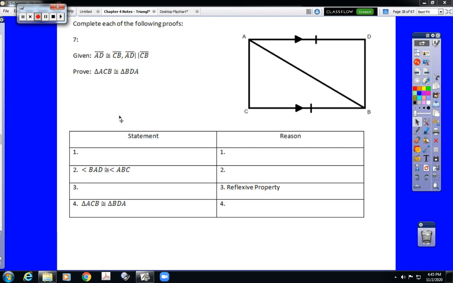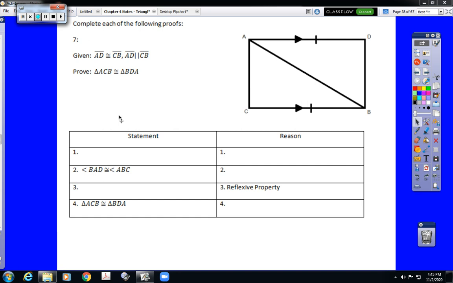Okay, ladies and gentlemen, welcome to the third of 4 videos for Chapter 4, Section 5 in your geometry textbook. This video is still working its way through the triangle congruence postulates. In this case, we're looking at 3 example proofs involving our congruence postulates.